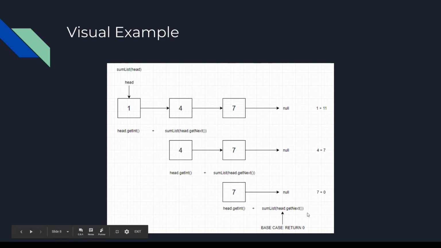We reach our base case, which returns 0, and work our way back up the returns. 7 plus 0, then 4 plus 7, until we reach the first call and return 1 plus 11 to give us the final answer, 12.